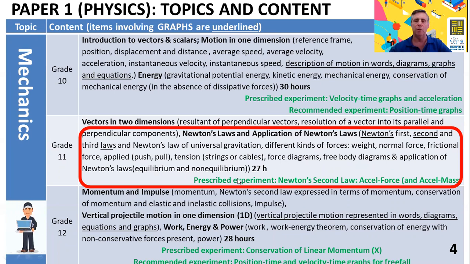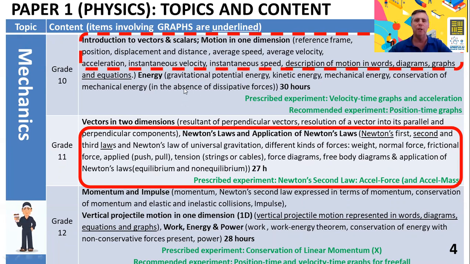There's a prescribed experiment, which is the relationship between acceleration and force and mass. Now, you do also need to go back to grade 10. When you were introduced to vectors and scalars, you looked at one-dimensional motion and acceleration and so on. It's important for you to look at that as well. And there's a little bit of Newton's second law in grade 12, in that Newton's second law can be expressed as the rate of change of momentum.